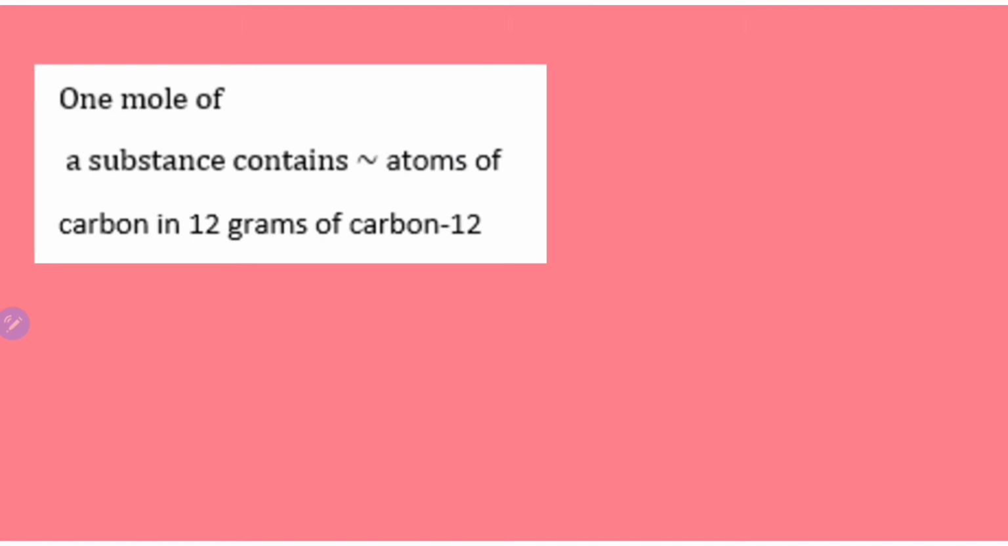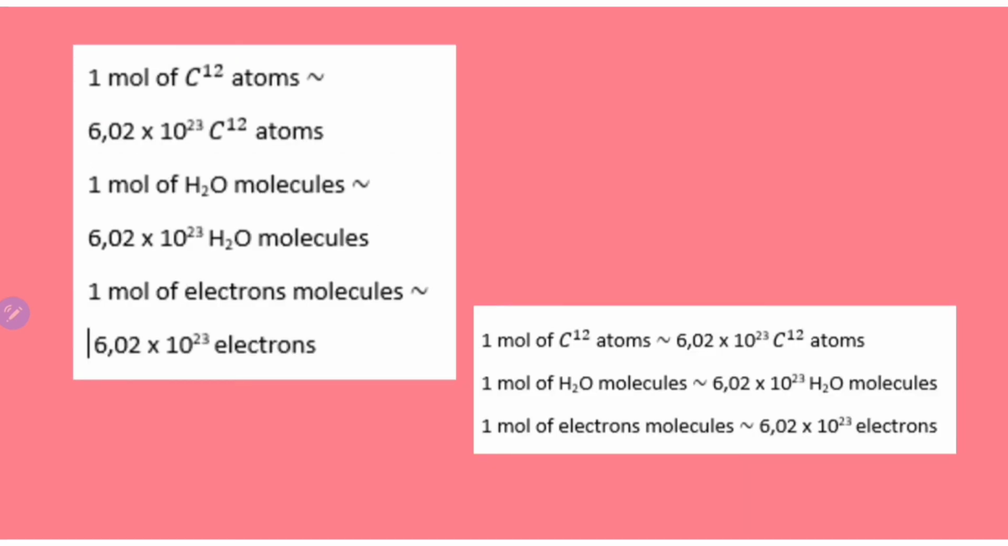We continue with the mole. The mole is the unit that we use very often in chemistry calculations. 1 mole is the number of particles that exist in 12 grams of C12, which consists of 6.02 times 10 to the power of 23 C12 atoms.